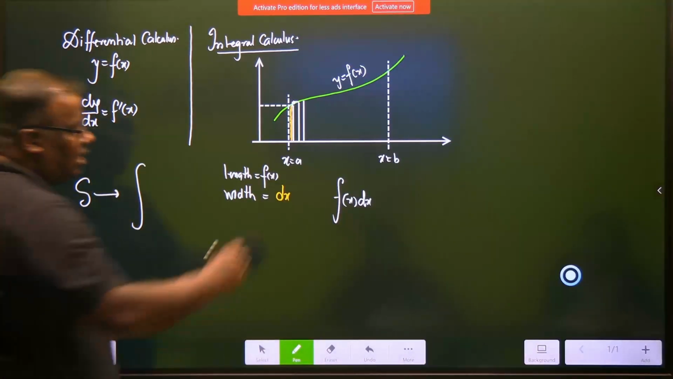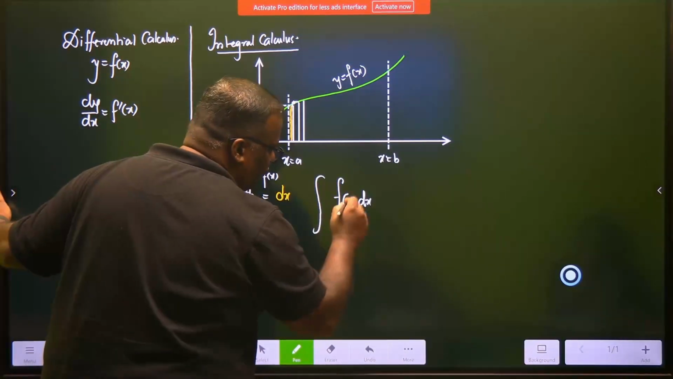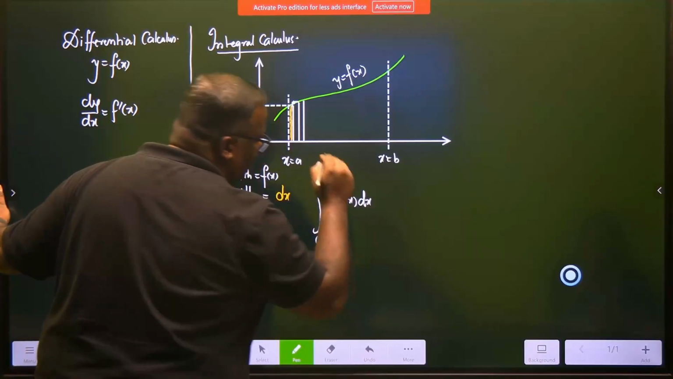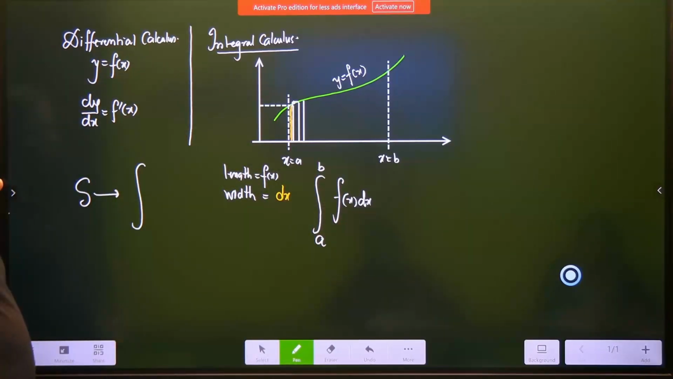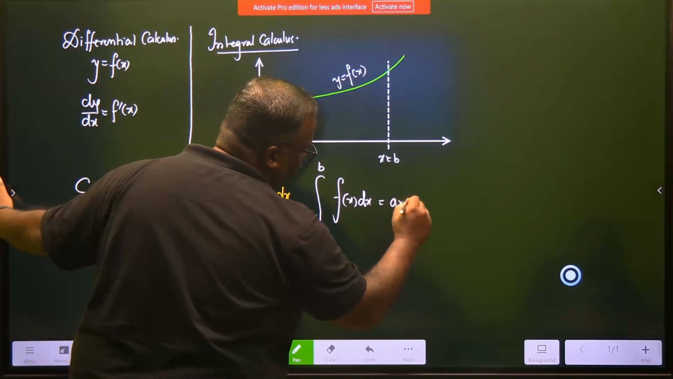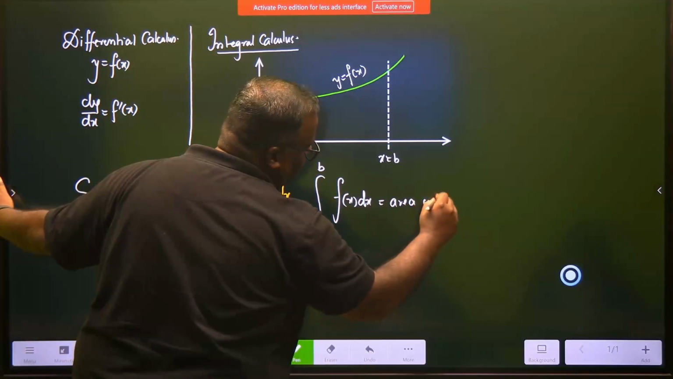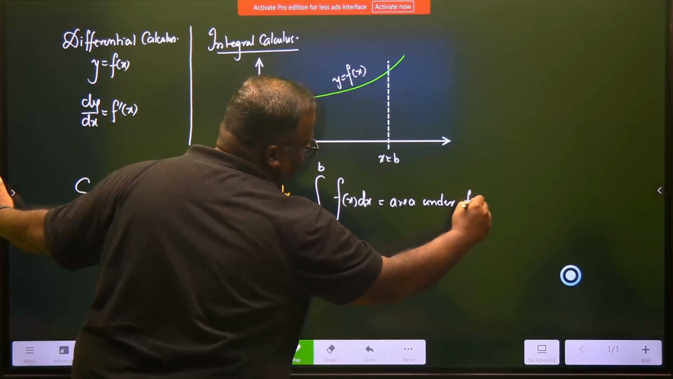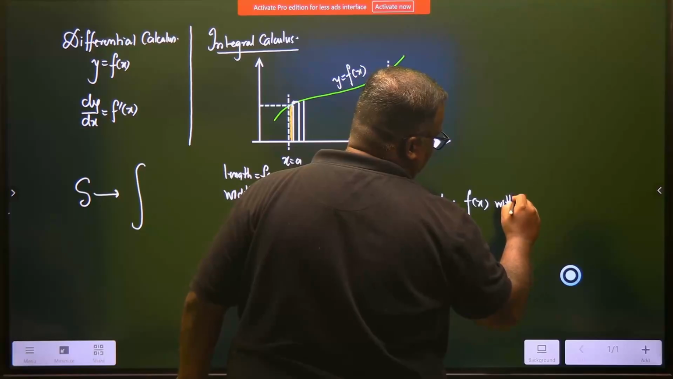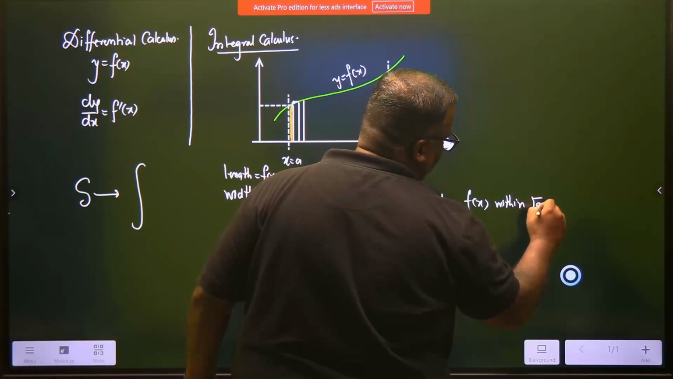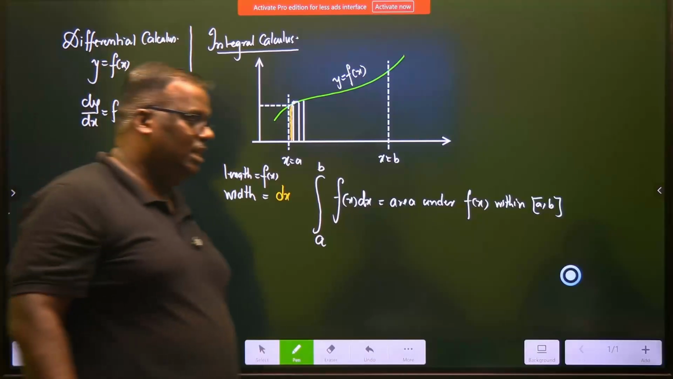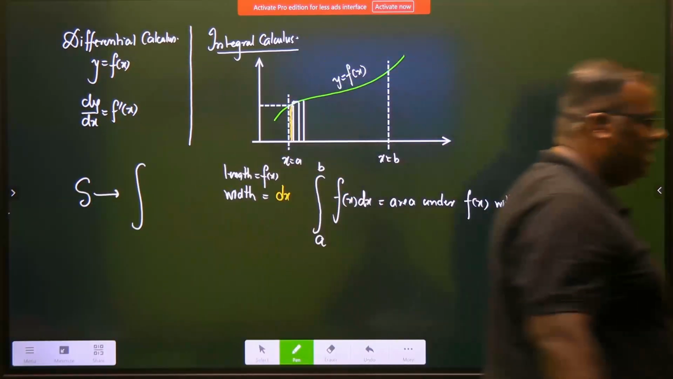And we integrate this f of x dx from a to b, and this gives you what is known as the area under f(x) within the interval a to b. This is a broad idea of integral calculus. In integral calculus, all we are trying to find out is the area under a curve.